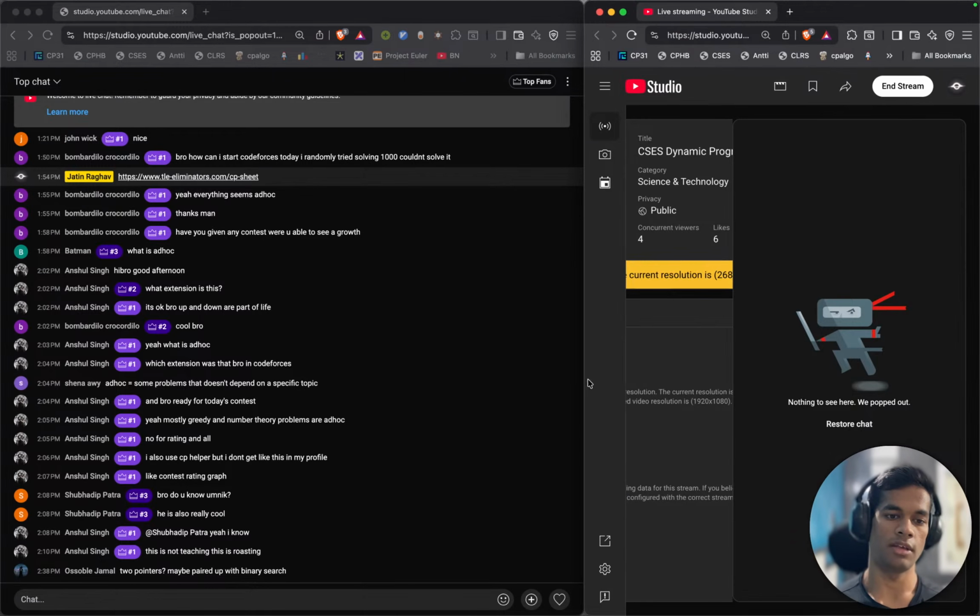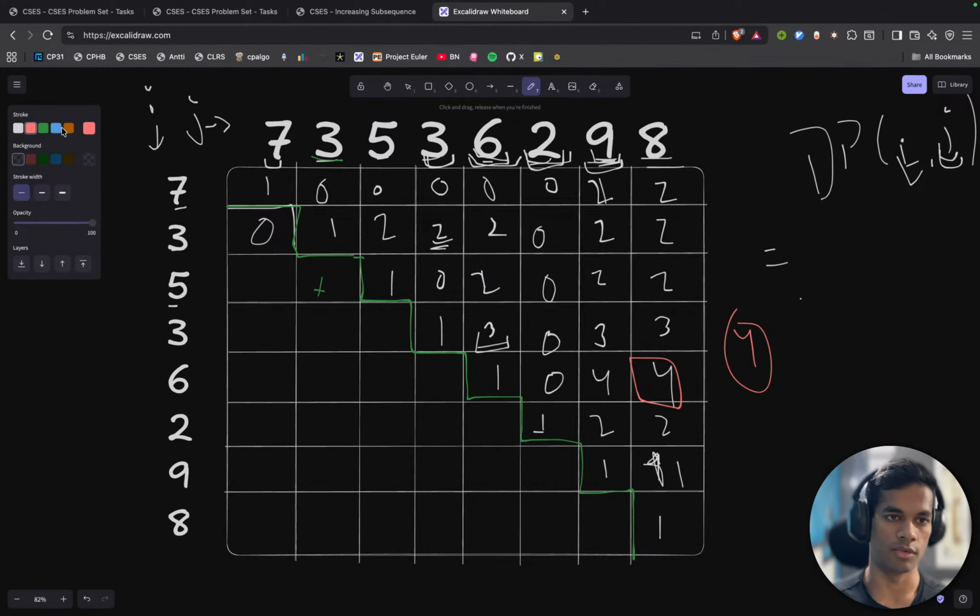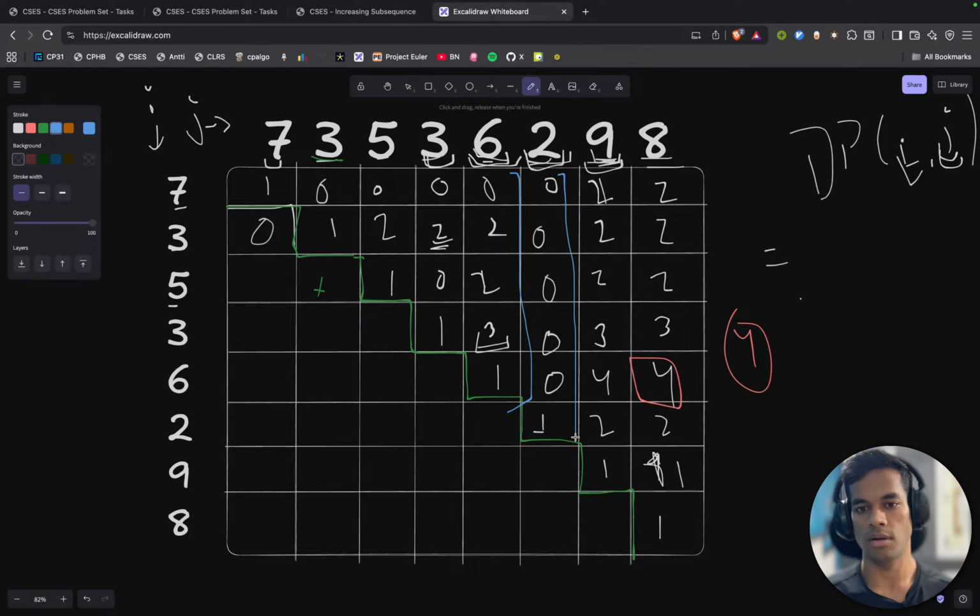But this thing takes n square time, which is something we do not want. So we need to be much more clever than this. What we need is to be able to derive this table in logarithmic time.